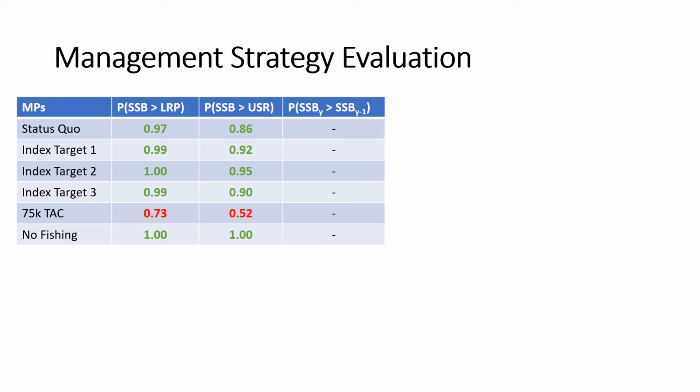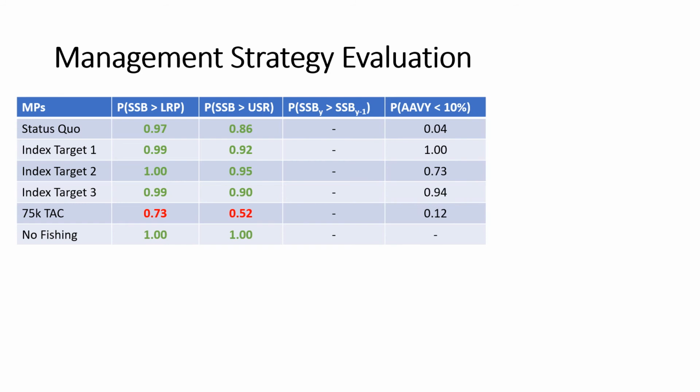In this operating model, the biomass started well above the limit reference point, and therefore this performance metric is not applicable in this case. There is considerable difference in performance for the MPs with respect to the performance metric calculating the probability that the average interannual variability in yield is less than 10%.